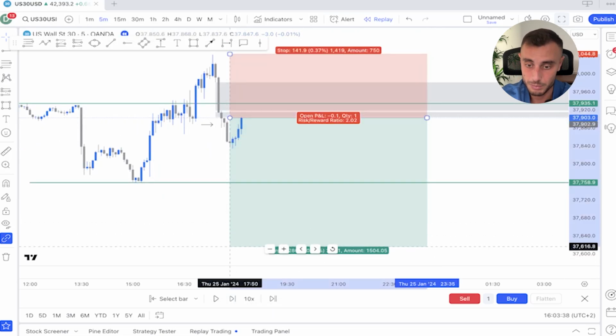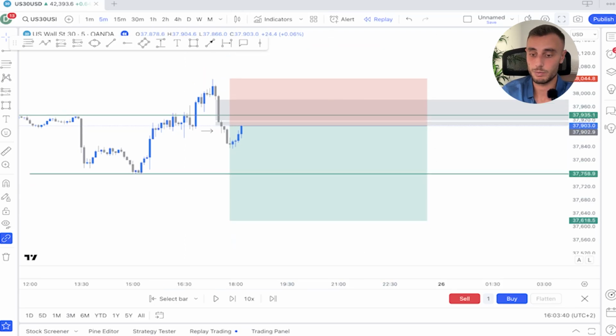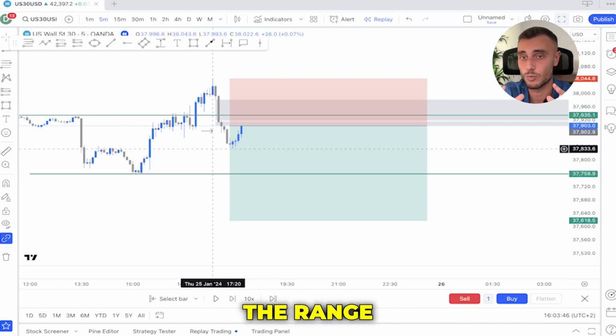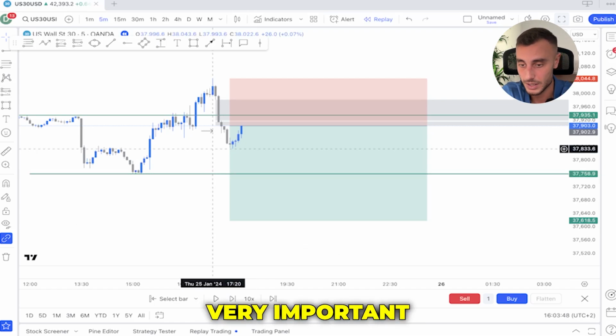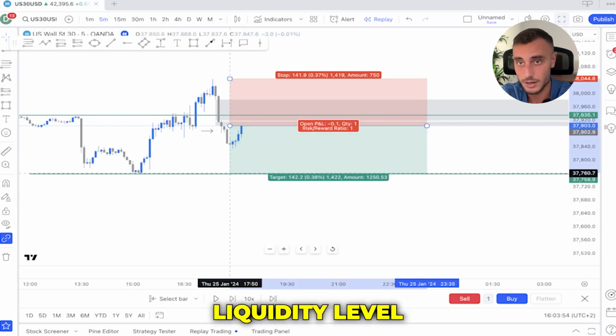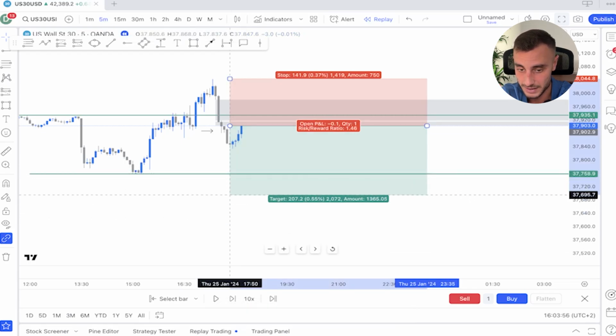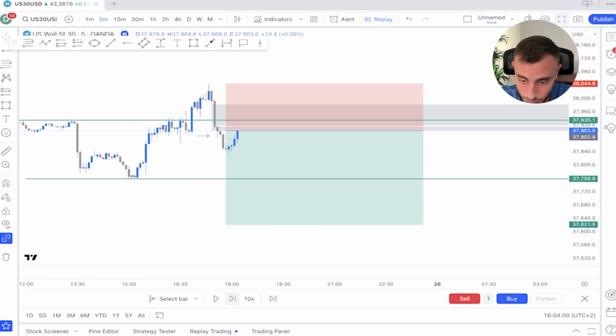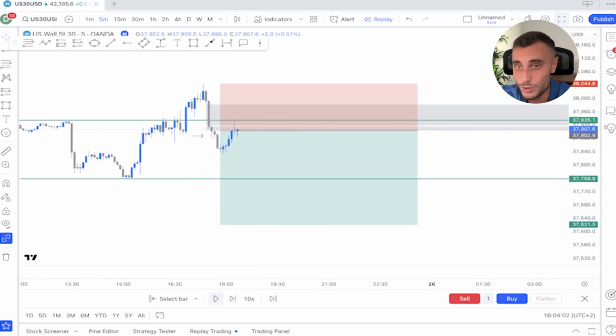Look at how big the take profit would be, and it would be past the bottom liquidity level, which I don't like. Okay, I would like it to be within the range. This is something, again, very important. I would like the take profit to be maximum at the other liquidity level, okay, but not past it. This is something that I don't like. So let's see if we avoided a loser, or if we missed another winner.